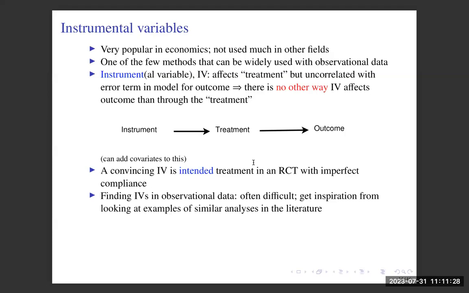Finding instrumental variables in observational data is often difficult, and you can get inspiration from looking at examples of similar analyses in the literature. If you study the economic literature, economists have become extremely creative in thinking of what an instrument is. And other economists have been very creative in thinking about why the previous economists were wrong about that. So if you have something like this in mind, you look at what's common in your field or with similar kinds of analyses.